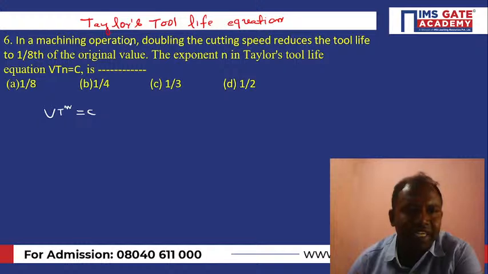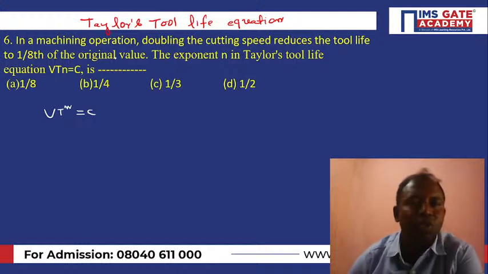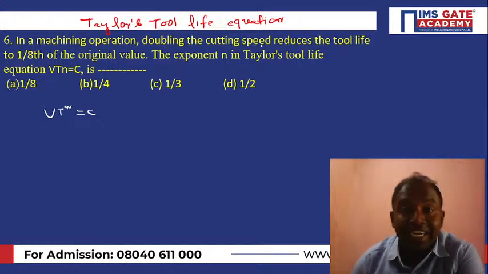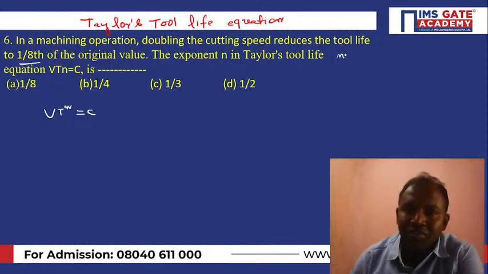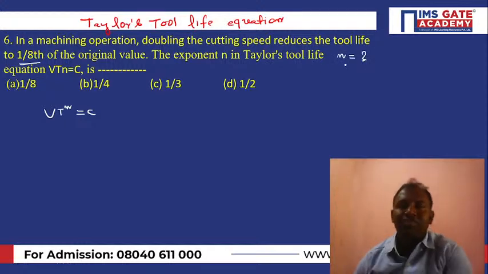In a machining operation, doubling the cutting speed reduces the tool life to 1/8th of its original value. Okay, in one particular machining operation, if I double the cutting speed, then tool life is going to be decreased to 1/8th of the initial value. Then the exponent n in the tool life equation is? Now here we have to find n, the Taylor tool life equation exponent.